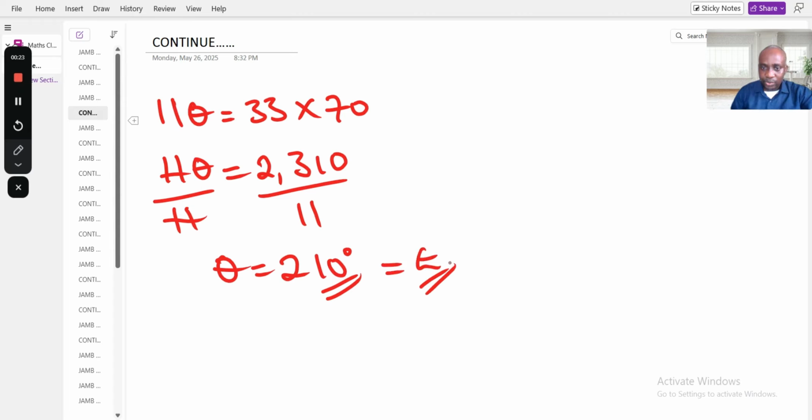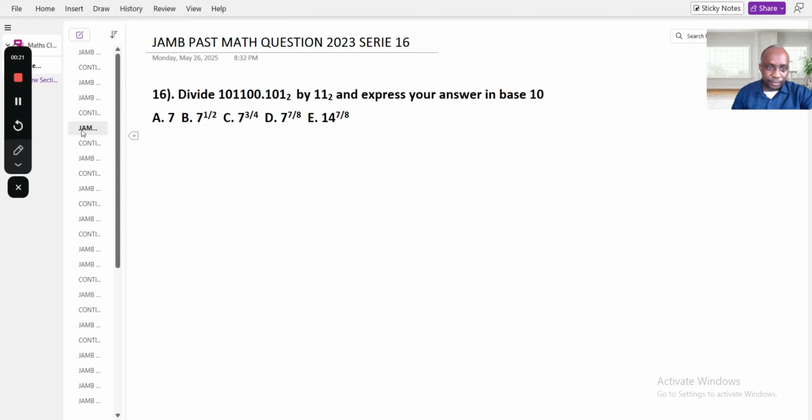Let's move to the next page. Next question. Divide 101100.010 base 2 by 11 base 2 and express your answer in base 10. Let me write it out first.